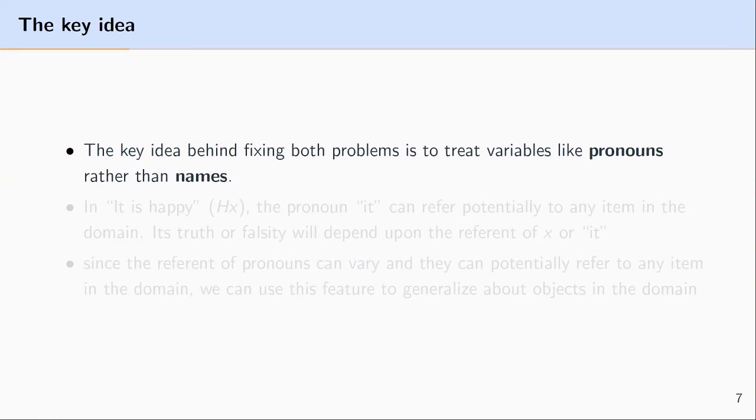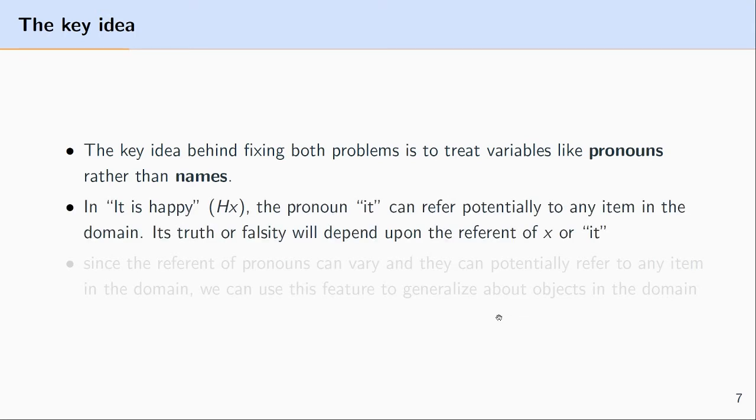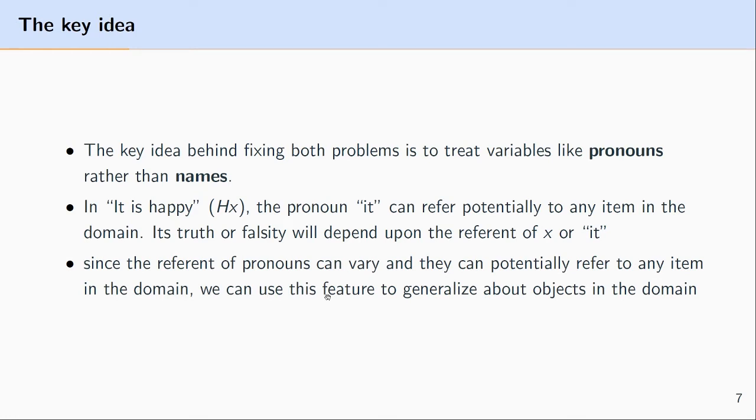So how do we fix this issue? Well, the key idea behind fixing both of these problems is to treat variables like they're pronouns rather than names. So take the sentence "it is happy," or we might translate it as Hx. The pronoun "it" here can potentially refer to any item in the domain. Until we fix its referent, we don't know what it refers to. The truth or falsity of "it is happy" is going to depend upon the referent of x, the variable, or "it." Since the referent of pronouns can vary and potentially refer to any object in the universe of discourse or domain, we can use this feature to generalize about objects.